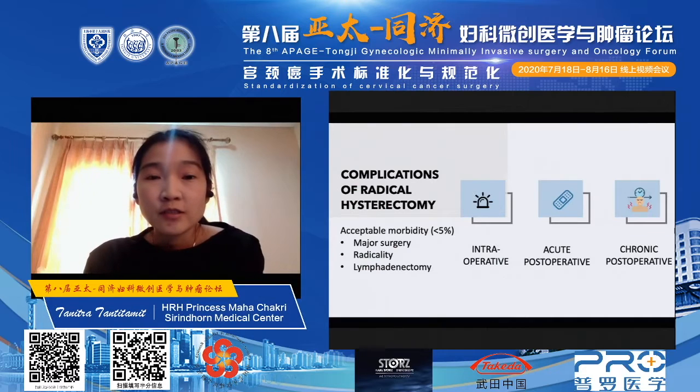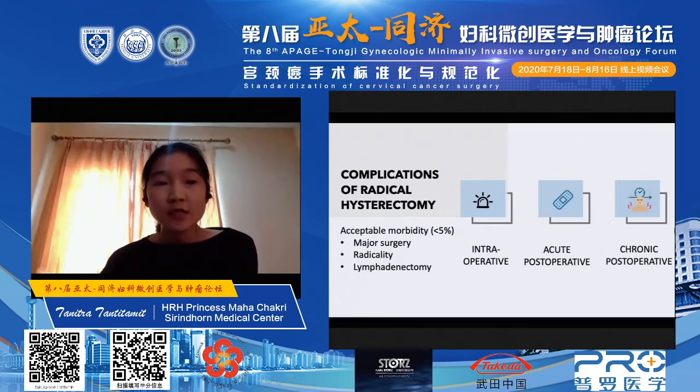Nowadays, thanks to the perioperative care and surgical evolution, the complications of radical hysterectomy have been decreasing. The mortality rate is less than 1%, and the morbidity is acceptable, less than 5%. It is proportional to the radicality of the surgery and the extent of lymphadenectomy. We have divided the complications into intraoperative, acute post-operative, and chronic post-operative complications.